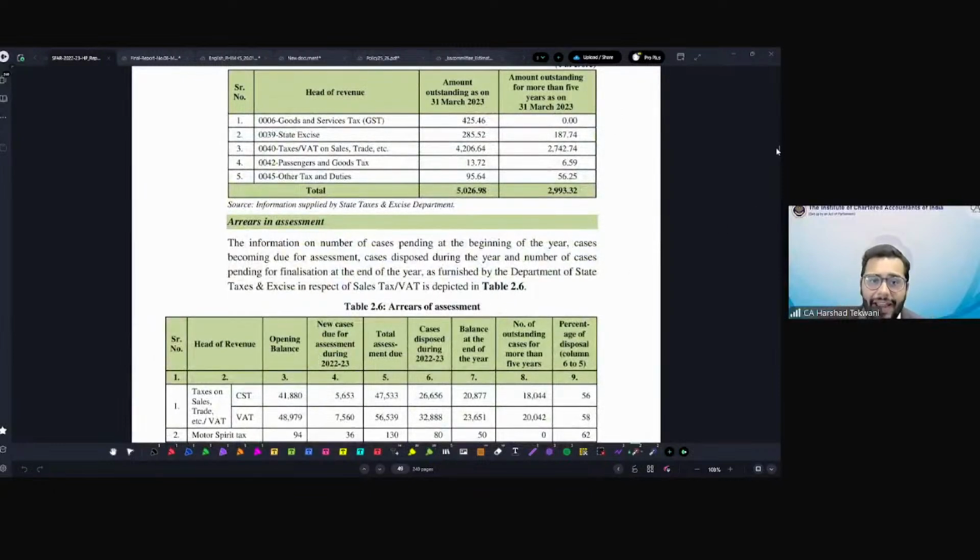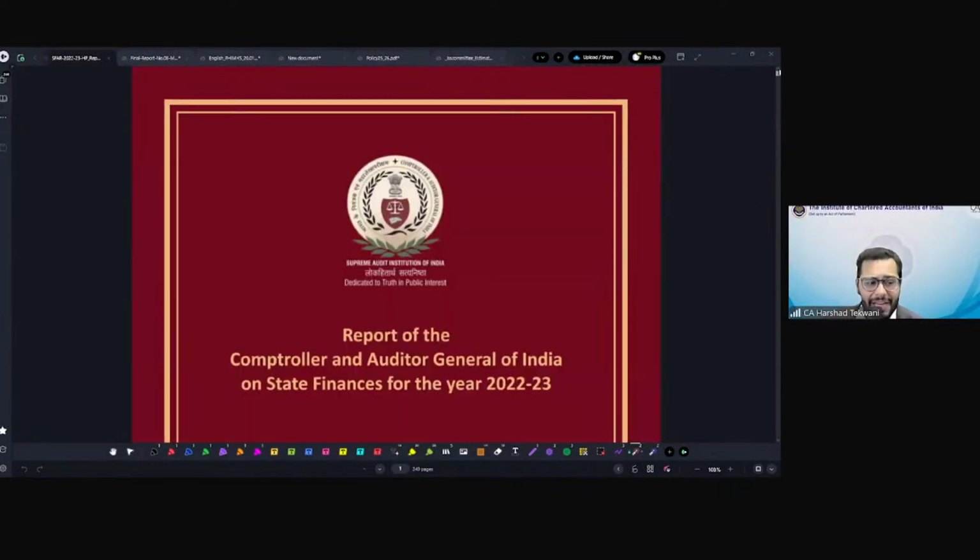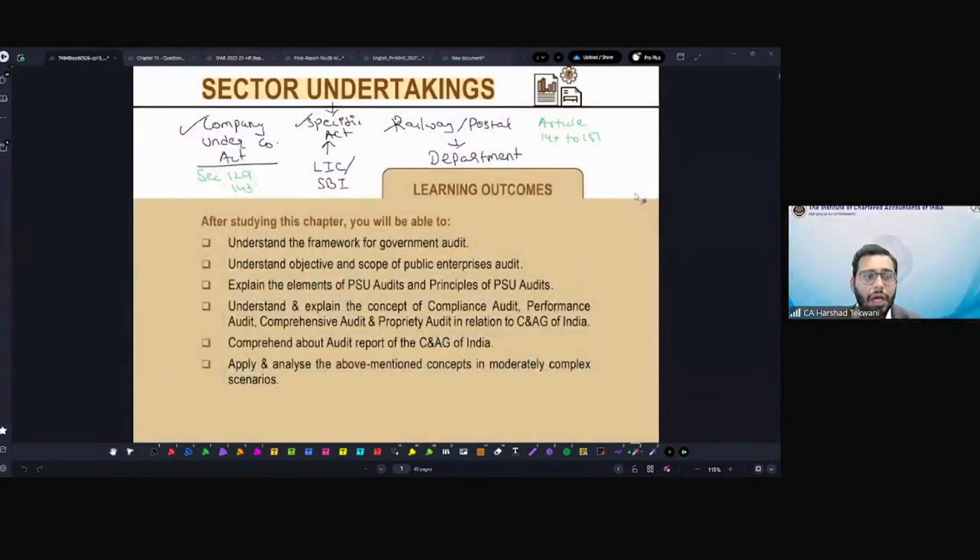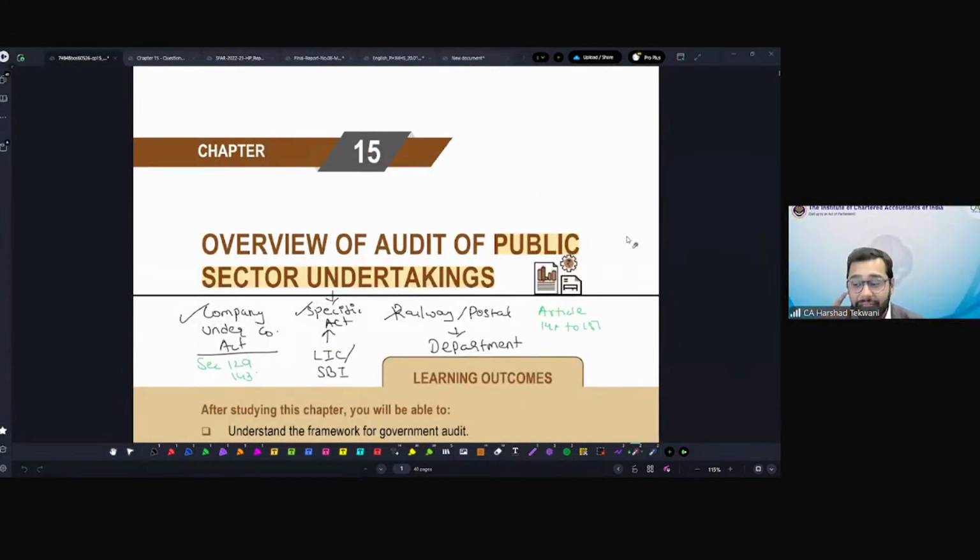Okay, so this is the finance audit report. But again, the concepts are the same as what we have seen in the financial audit. It's the same concept. And that is what we discussed in chapter 15, the overview of the audit of public sector undertakings.